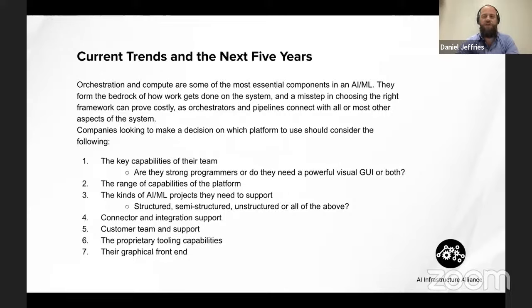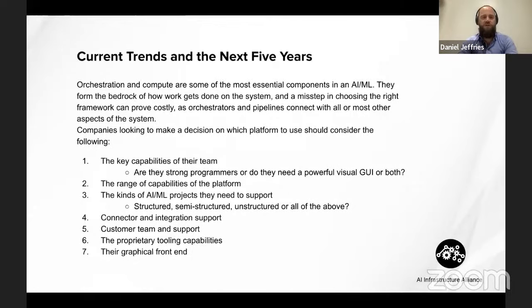So, current trends in the next 5 years: orchestration and compute are some of the most essential components, and they're going to be a foundational bedrock for whatever you're doing. So when you're looking to make a decision with your team, you've got to look at the capabilities of your team. Do you have a lot of strong programmers, or do they need a powerful GUI, or both? What's the range of capabilities of the platform? What kind of problems are you trying to solve?